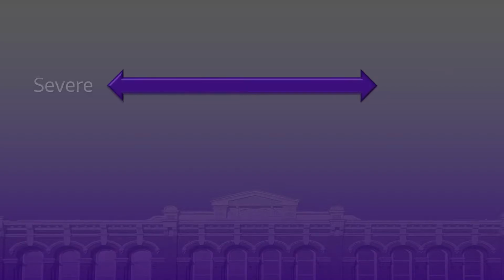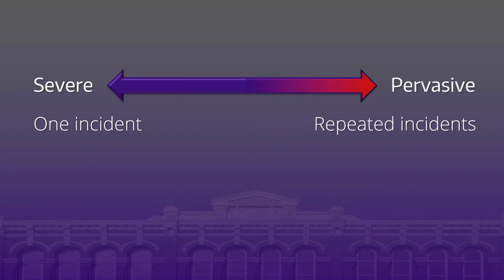How often does the behavior need to occur to be considered harassment? The more severe the conduct, the fewer number of times the behavior must occur. For example, a single incident, such as an overtly racist statement, could be sufficiently severe. On the other end of the spectrum, a pervasive pattern of jokes or comments can amount to harassment.